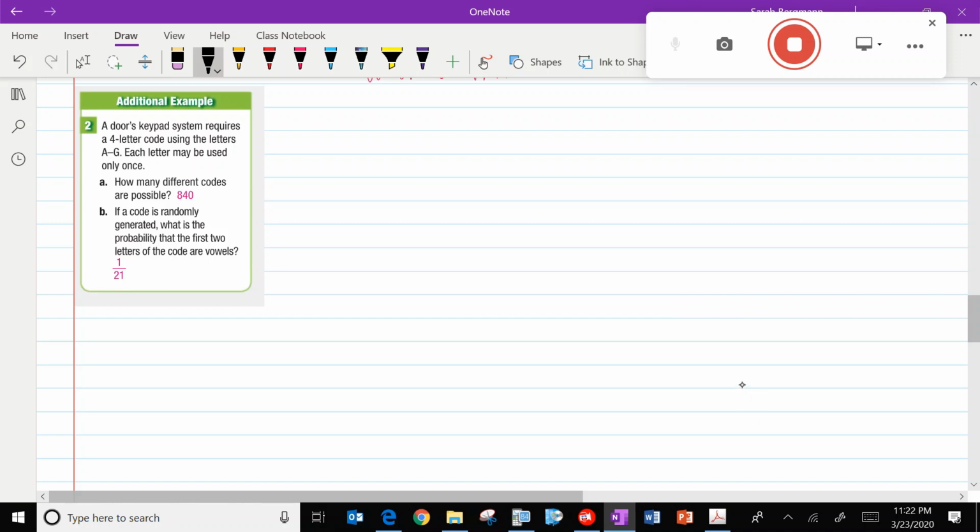So basically, since I'm using the letters A through G, the number of possibilities that I have, let's think about it, A, B, C, D, E, F, G. So I have 8 different letters to choose from. So that means n is equal to 8. Next, I need to figure out how many spots I need to fill. So if you read the question closely, it says it's a 4-letter code, so that means r is equal to 4.